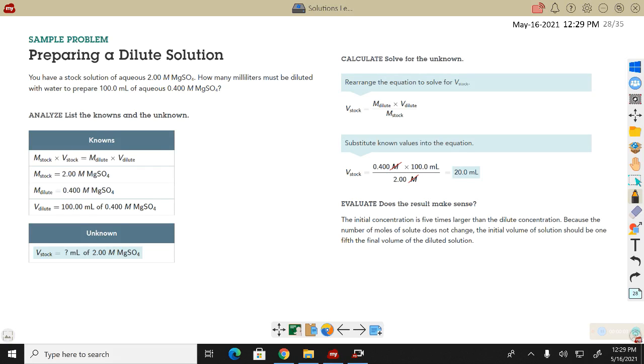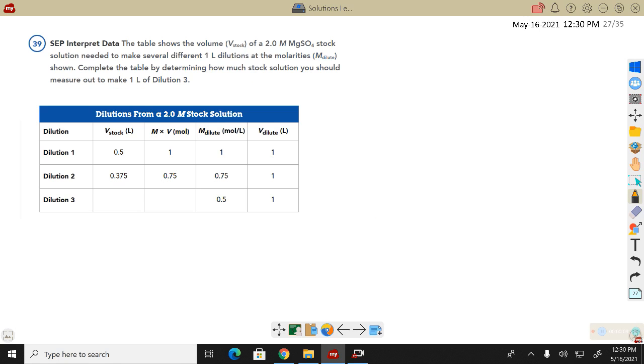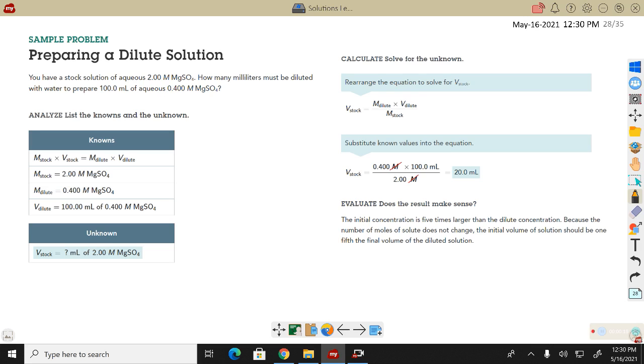All right, here we are. Let's look at preparing a diluted solution. Now I know that there was this chart, this table 39. I'm not real concerned with that. Instead, I like these better. So here's pretty typical data that we would be given.